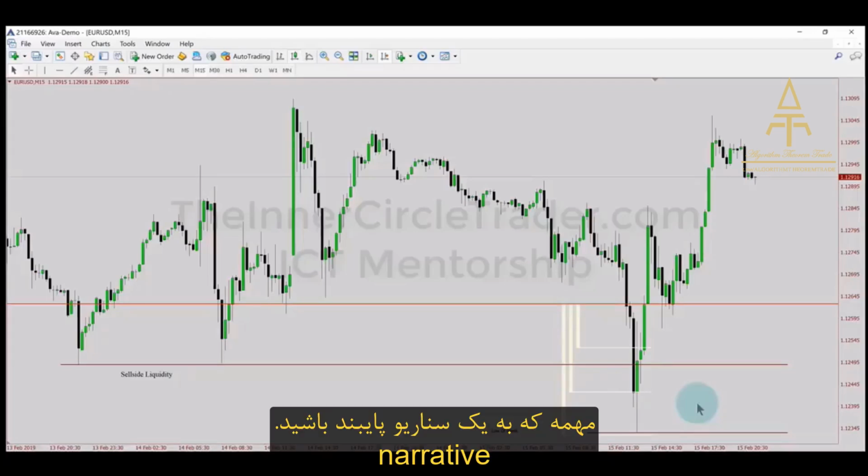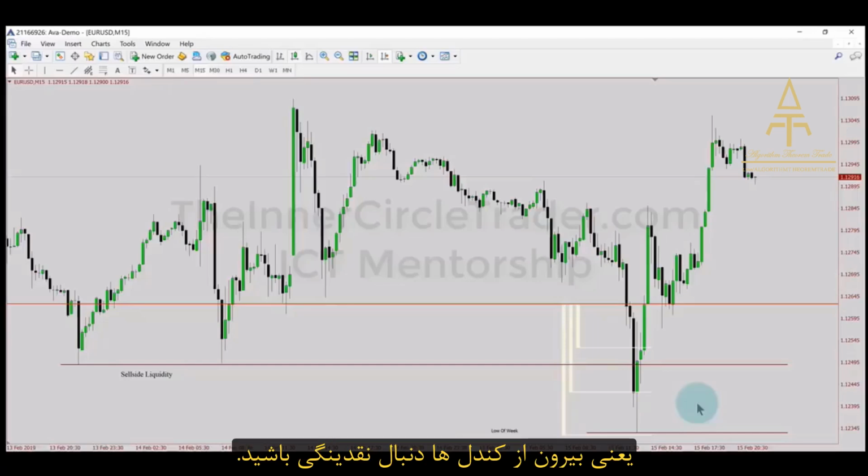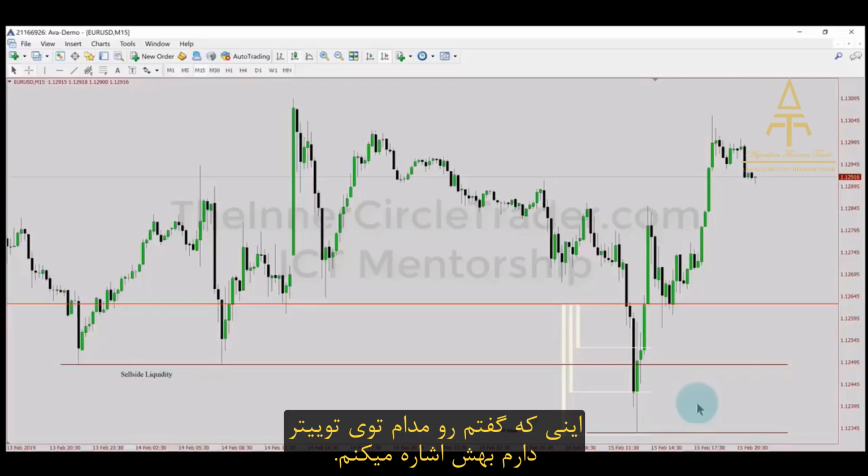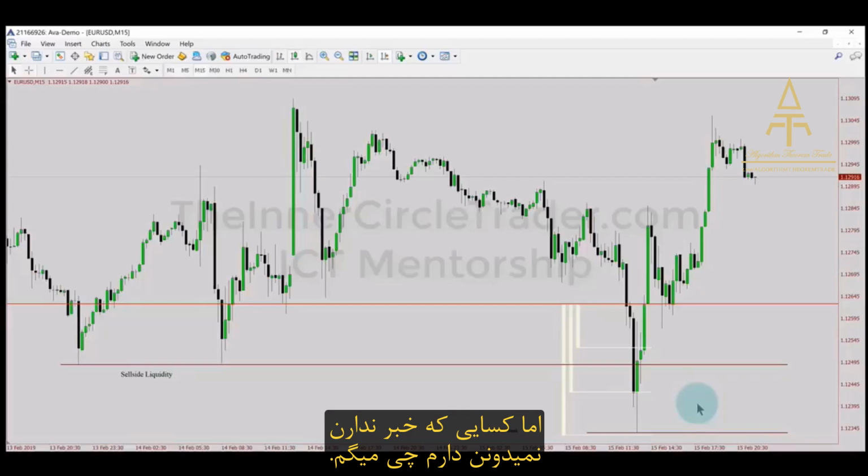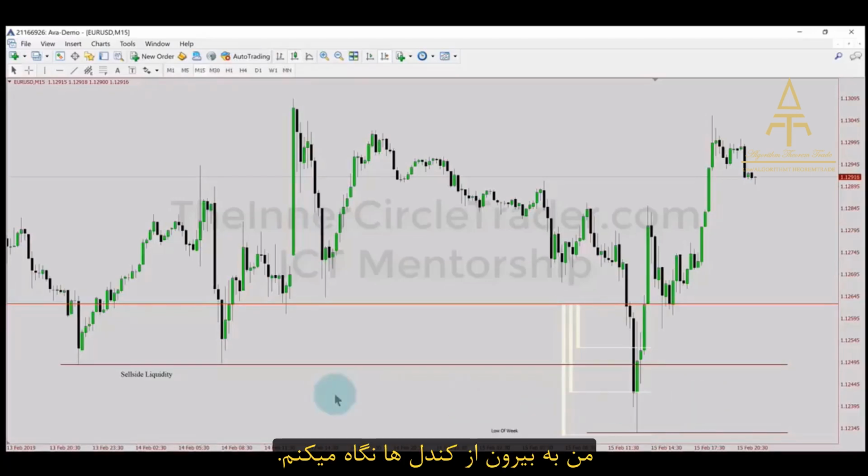It's important for you to stick to one narrative. That means seeking liquidity outside of the candles. Now, what I just told you is what I hint at all the time on Twitter. But the uninitiated, they have no idea what I'm saying. I'm looking at what's outside of the candles. That's the liquidity. In this case here, it's the sell-side liquidity pool.